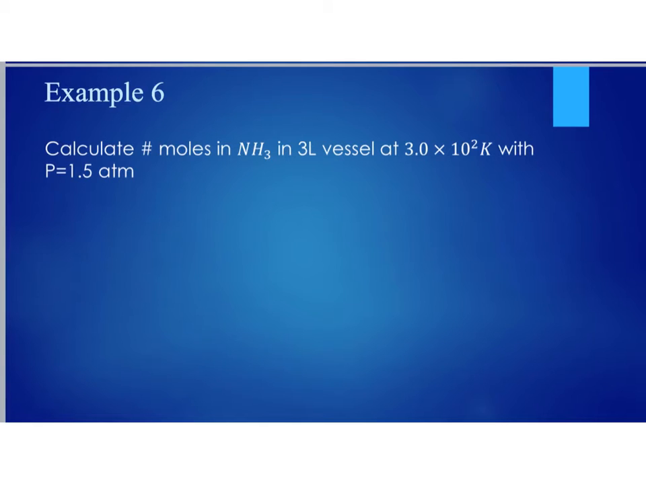Example 6 says to calculate the number of moles of NH3 in a 3-liter vessel at 3 times 10 to the second Kelvin, or that's our temperature, 300, with a pressure of 1.5 atmospheres. So if you notice, we have a volume, a temperature, and a pressure, and I'm looking for the number of moles. Because I'm looking for something that deals with moles, I know that I'm going to have to use PV equals nRT. And at this point, I'm looking to solve for my n value.